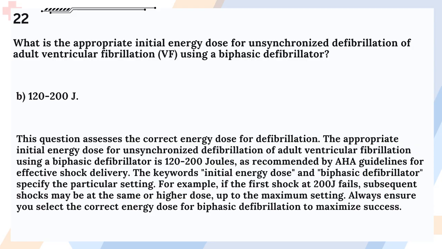The keywords initial energy dose and biphasic defibrillator specify the particular setting. For example, if the first shock at 200 J fails, subsequent shocks may be at the same or higher dose, up to the maximum setting. Always ensure you select the correct energy dose for biphasic defibrillation to maximize success.